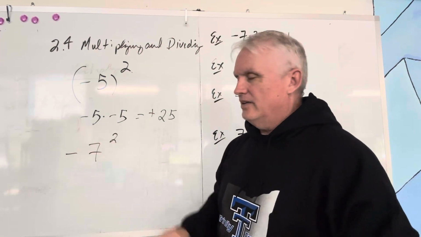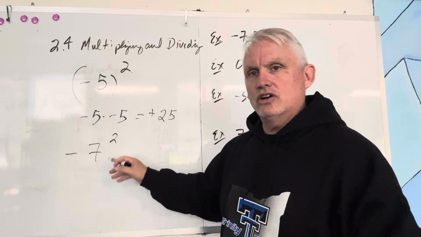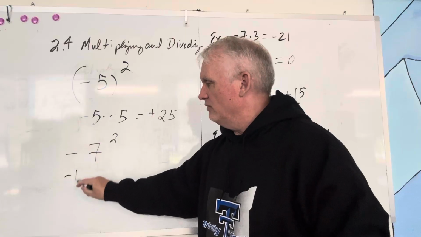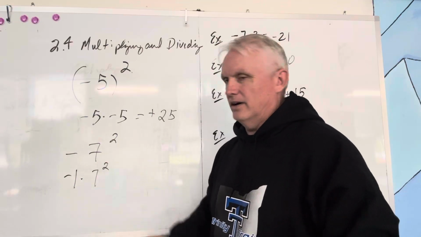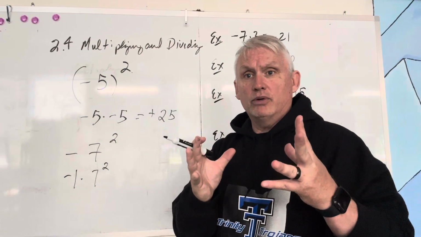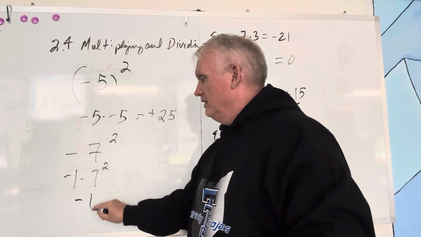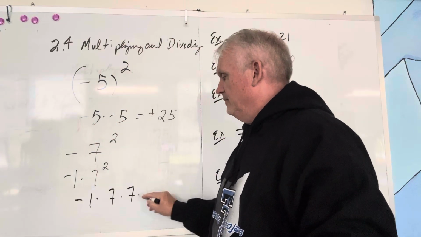Say I have this negative on the outside. This negative does not go with the 7. The 7 is squared, so I got this. This is like saying -1 times 7 squared. If the negative is not in parentheses, you leave it on the outside. So now this is -1 times 7 times 7.